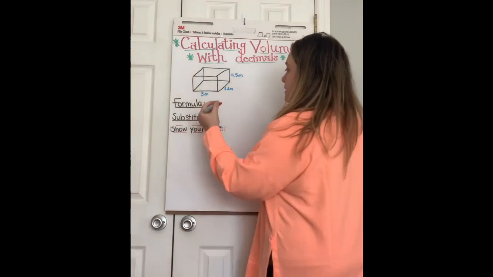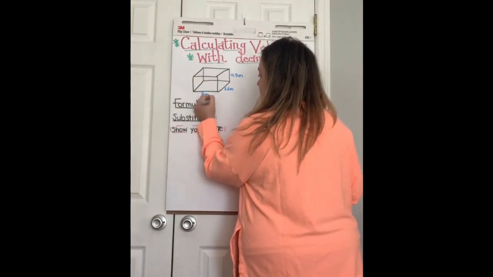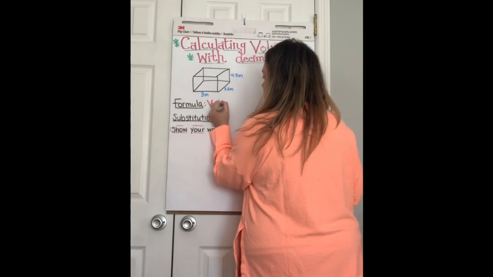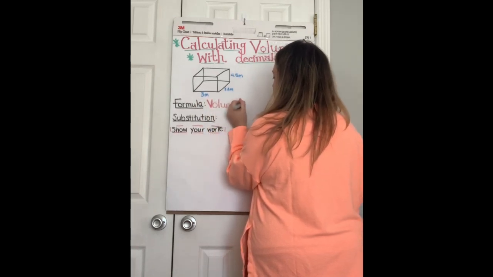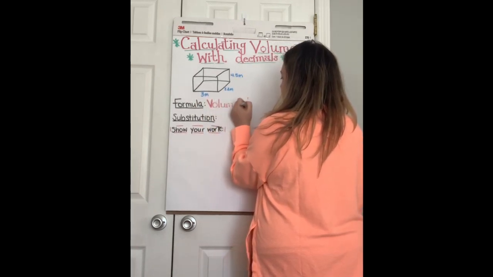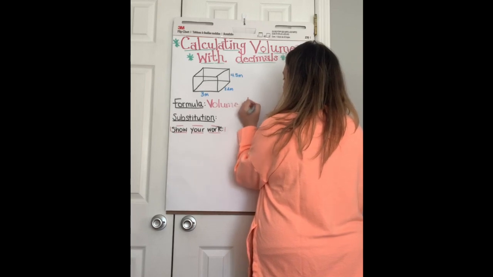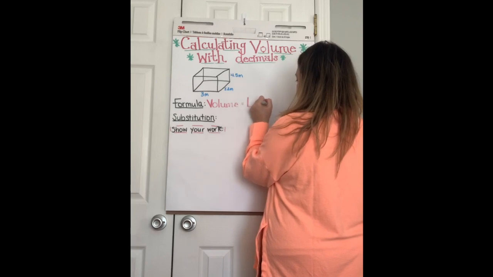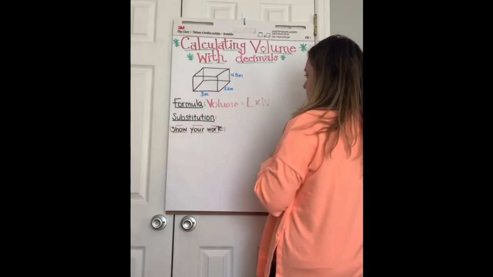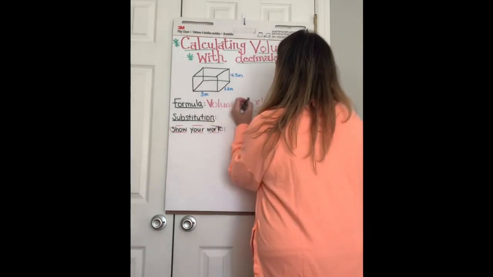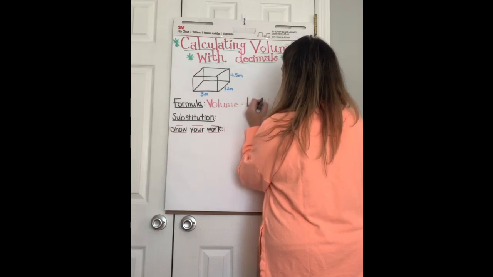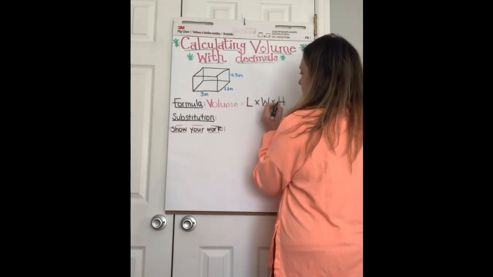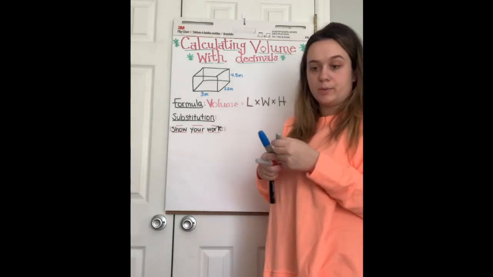Okay, so the formula for volume is volume is going to equal length times width times the height. So now let's substitute what we know.